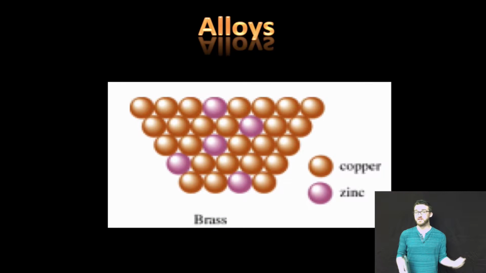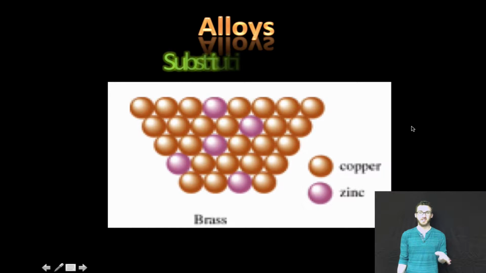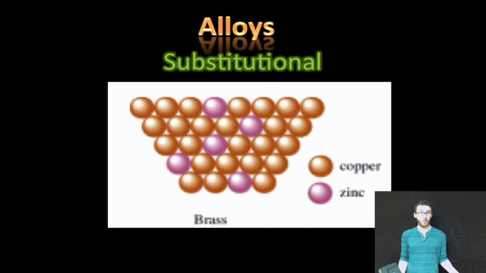Take a look at this thriller of an image that's on your screen and in your notes to illustrate a substitutional alloy. Notice that we've got our different elements there, copper and zinc, and their sizes are approximately the same. Therefore, when we get them in their molten state and mix them together to create the alloy, atoms of one can just sub in to replace atoms of the other.